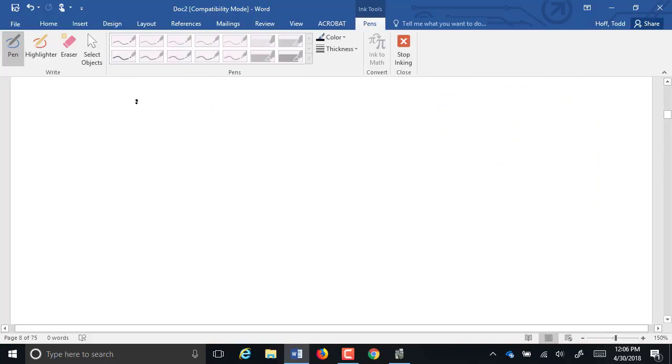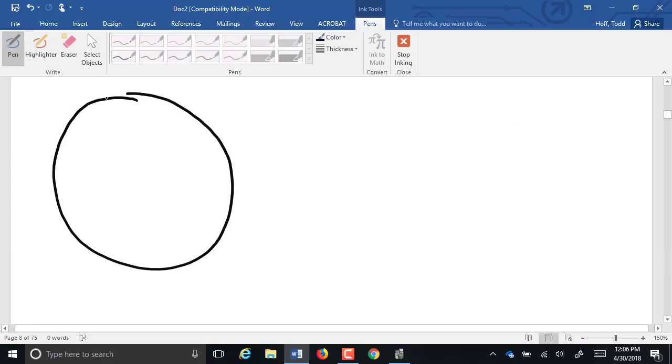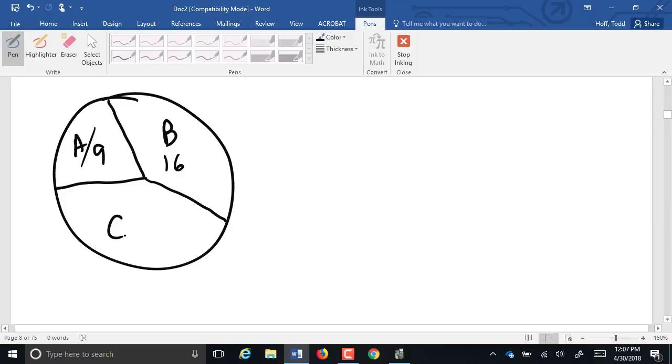So let's say we're given a graph. Let's say we're given a breakdown of grades. So let's say the students who got an A, there were 9 of them who had an A. Let's say students who had a B for their grade, there were 16. And students with a C for their grade, well, let's say there were, what am I saying? Now let's put that at 15. So I'm going to open this up a little bit more.